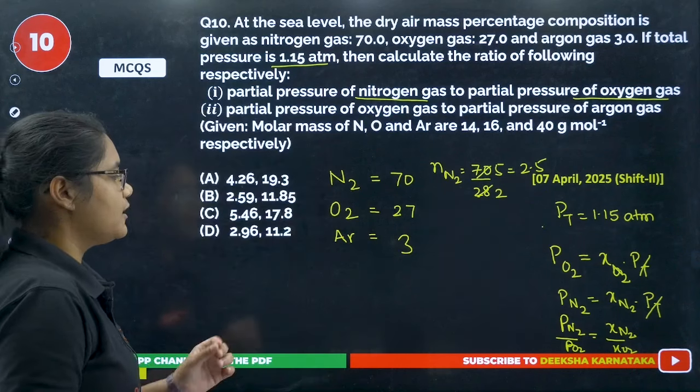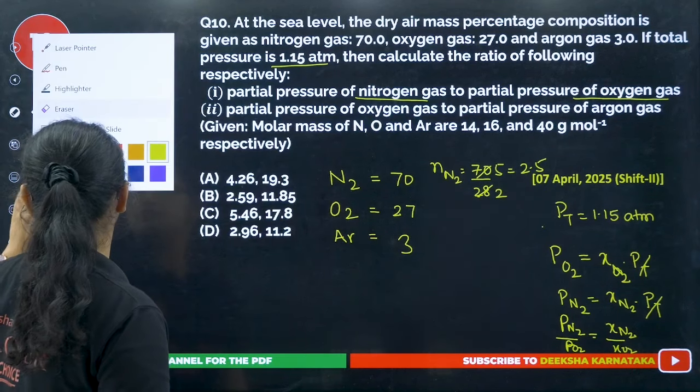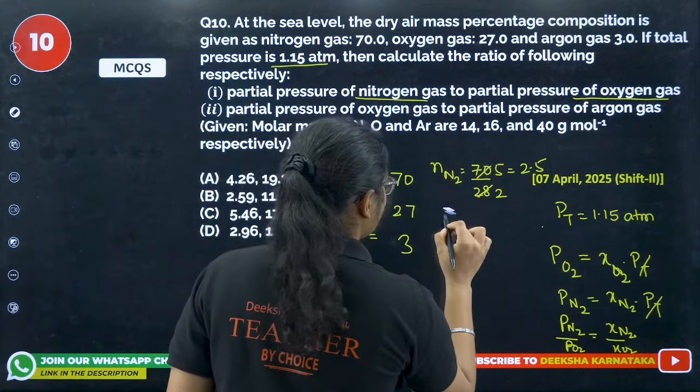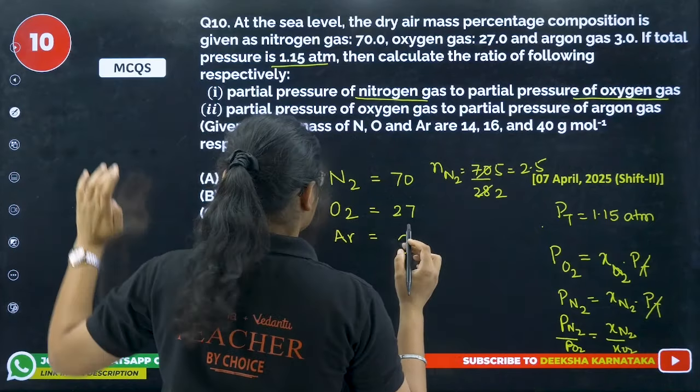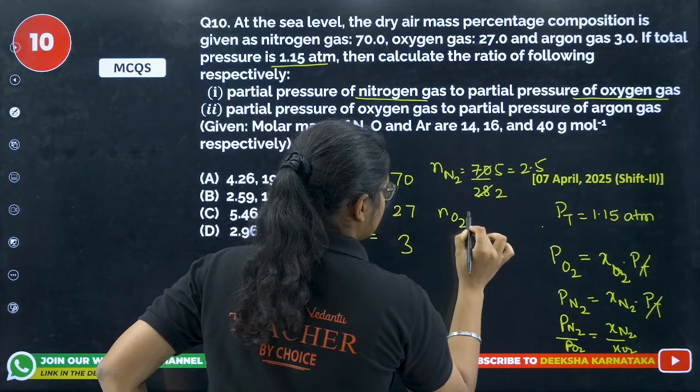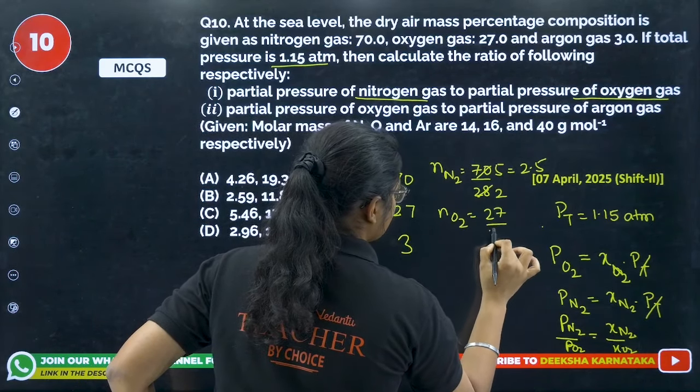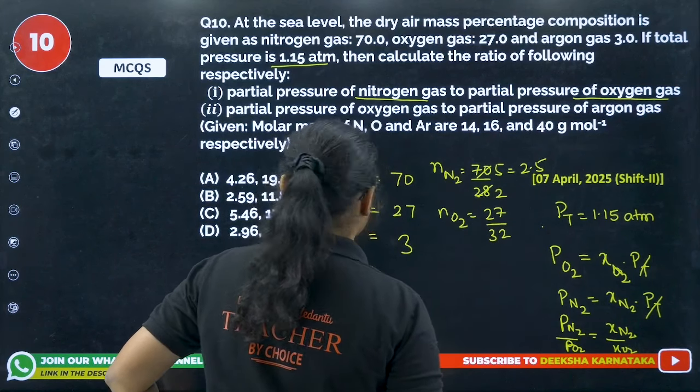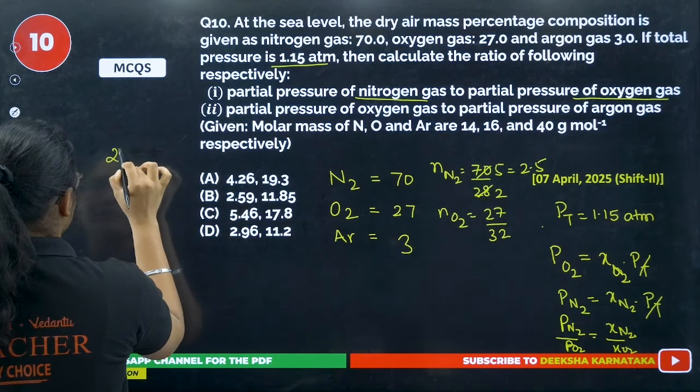0.37. Now let's see the number of moles of oxygen. Okay, so what is the number of moles of oxygen? Number of moles of oxygen will be 27 by 32, right? So we can divide this and check how much I'll get.